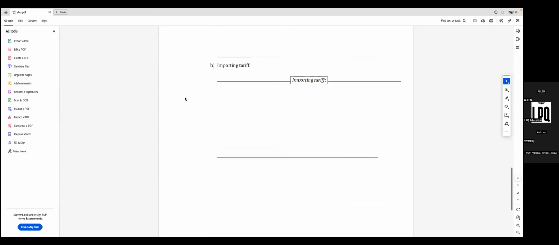Okay, the last one, number B, import tariff. Once again, we have learned about this actually in your notes number 4. In macroeconomics, notes number 4, we have learned about import tariff.